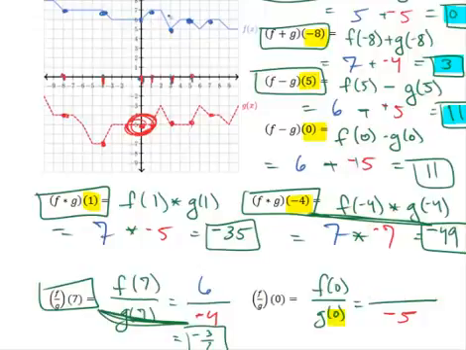F of 0 is a 6. So this is 6 over negative 5. Or we say that we get negative 6/5 for our answer. Okay. So that's function combinations and looking at it algebraically and graphically.